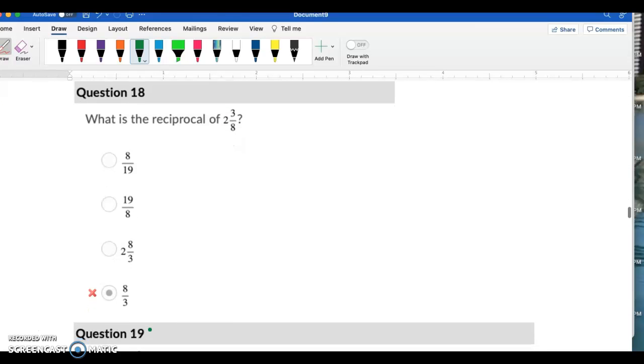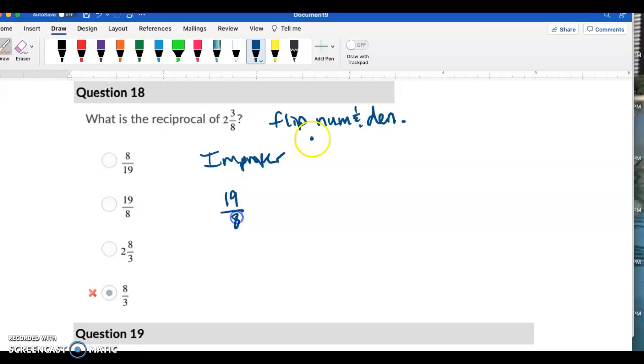What is the reciprocal? Reciprocal just means flip the numerator and denominator. But in order to do that, we have to have it as an improper fraction first. So improper, 2 times 8 gives us 16, plus 3 gives us 19 over 8. And then we have to flip the numerator and denominator, which gives us 8 over 19. So you always have to make it improper first, and then flip that.